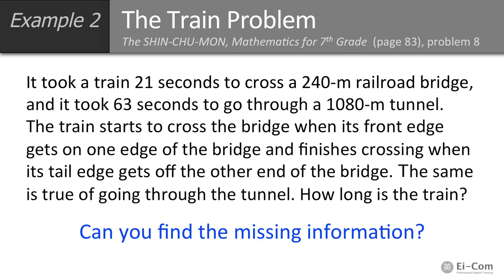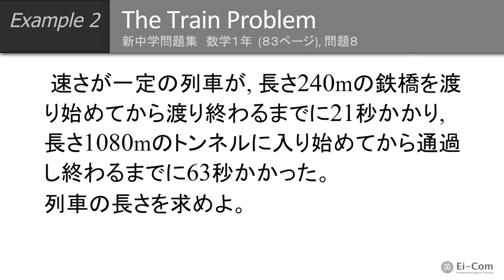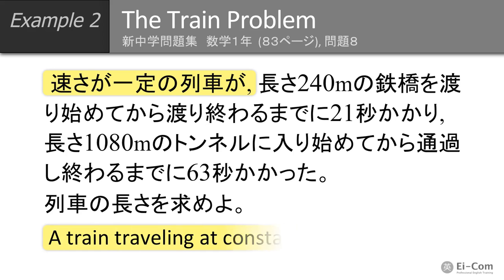To find the missing information, it is helpful to check the Japanese version of the same problem, which appears on page 83 in the Japanese textbook. Notice the problem begins with the phrase, "Hayasa ga itte no ressha ga." The equivalent phrase in English is, "a train traveling at constant speed."